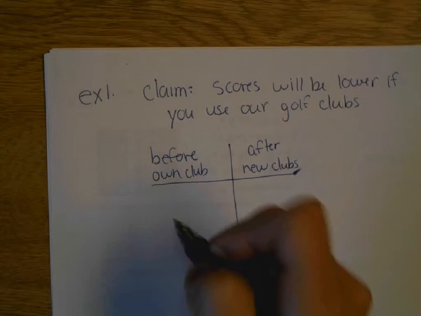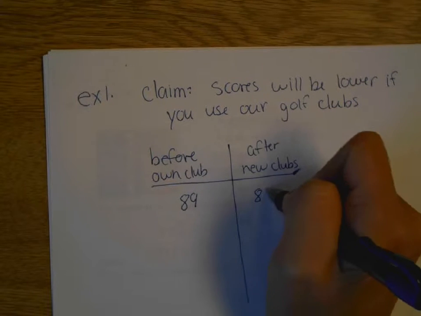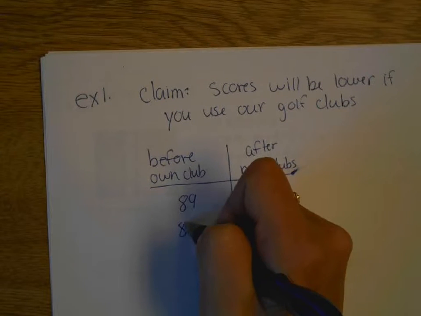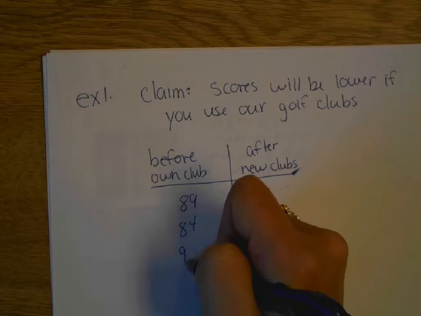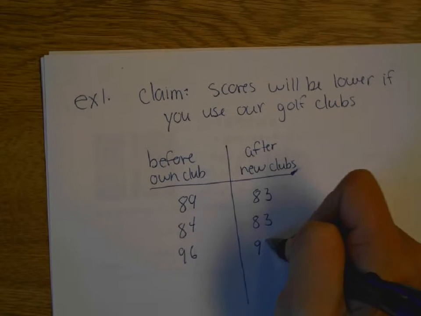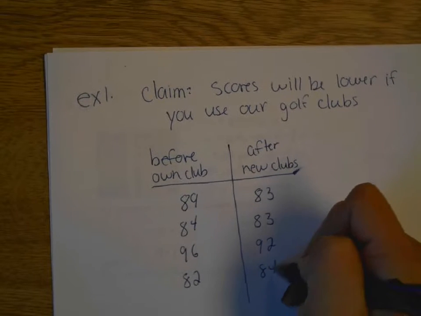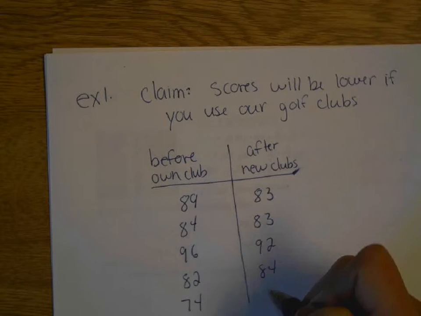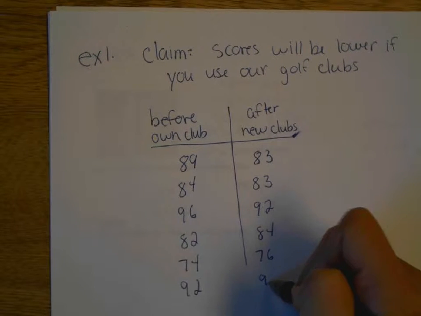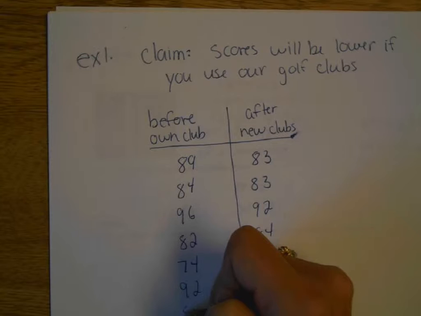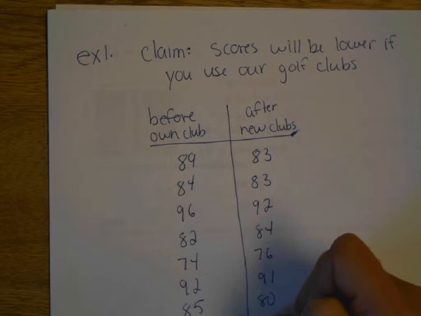So the scores are: person 1 shot an 89, came back with an 83. Person 2 had an 84, came back with an 83. A 96, came back with a 92. 82, came back with an 84. 74, came back with a 76. A 92, came back with a 91. 85, came back with an 80. And 91, shot a 91.